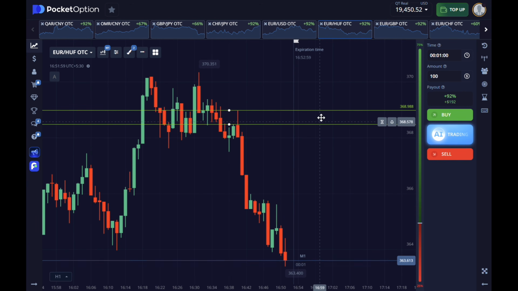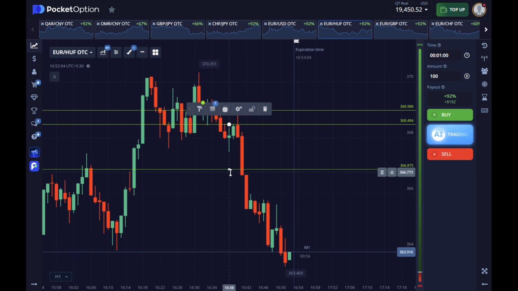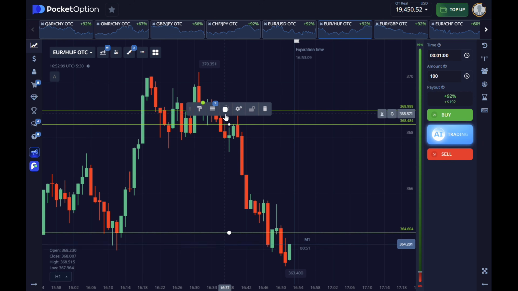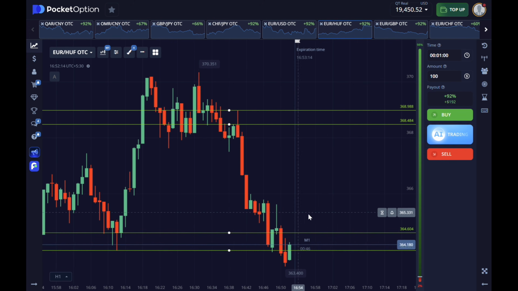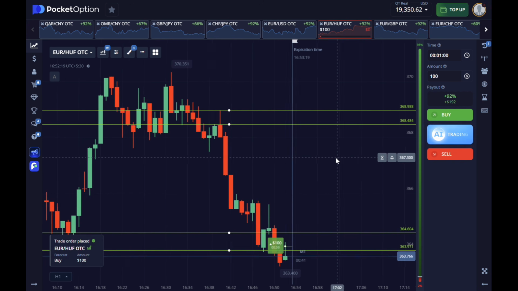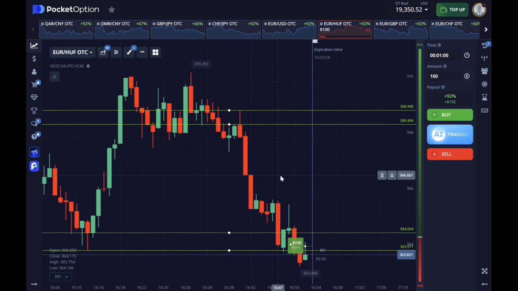Now this creates a zone here. This is the seller's zone. So this is how I prefer to set support and resistance levels here. On the lower side, I've marked a support level. Now the market is moving below that support level. So technically it's moving within a zone. And here I've placed a $100 trade in that direction.